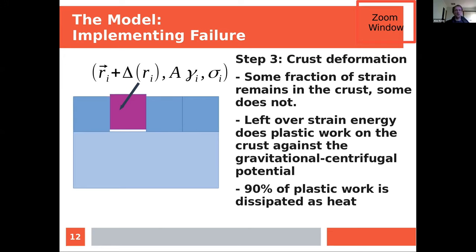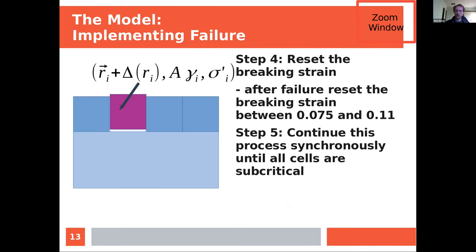Now, when I say does plastic work, that's not one-to-one. Because it's plastic work rather than elastic work, some amount is lost as heat. In our case, we say 90%. Historically, it's just been convention to assume that the fraction of plastic work lost as heat is 90%. However, there have been more in-depth calculations for terrestrial materials, but they're still at least semi-empirical and very challenging. So we went with convention and stated that 90% of plastic work is lost as heat. And 10% of the remaining energy will move the center of mass of the cell against the local potential, thus creating a mountain. In step four, we reset the breaking strain of the cell.